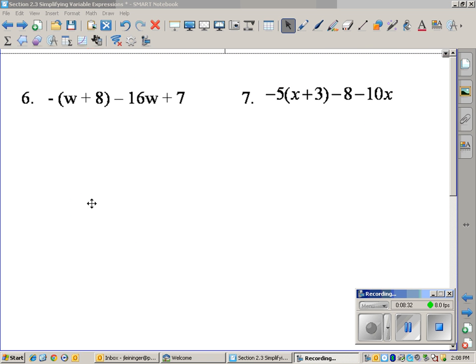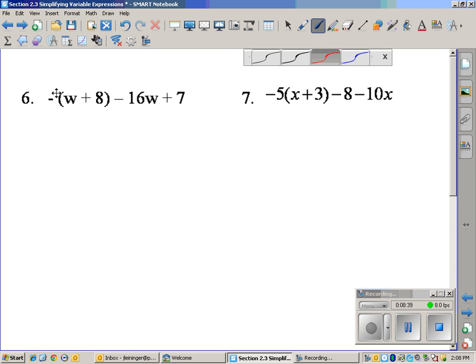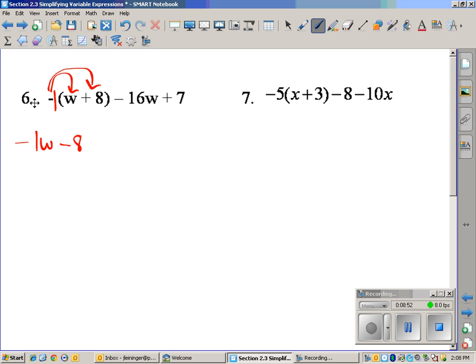Okay, here we have one that's got the ghostly 1. You can't see him, but you know he's there. So let's go ahead and draw him in right here, so we'll know we have to do our distribution with the ghostly 1. Distribute, minus 1w, minus 8, because a minus 1 times a positive 8 is a minus 8. Bring down the rest of the problem.